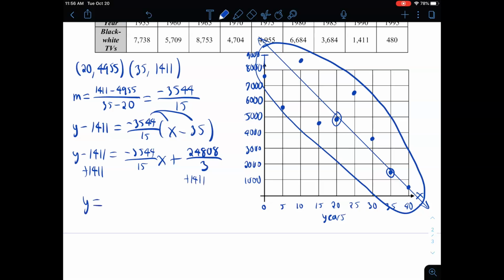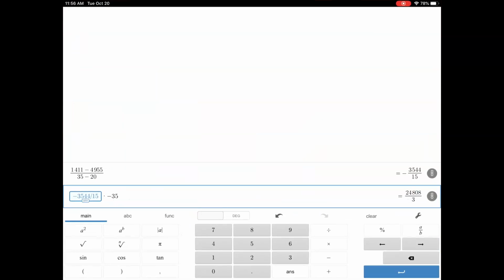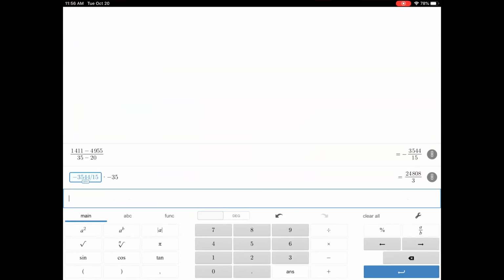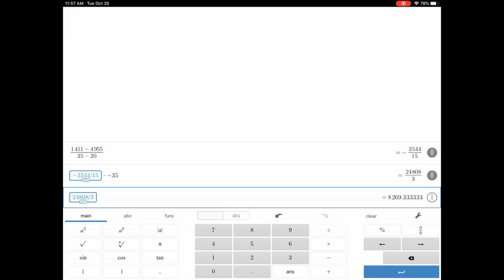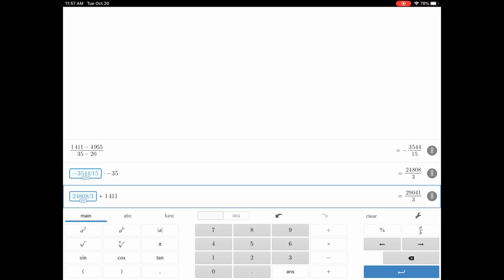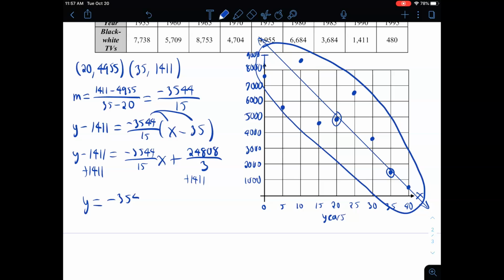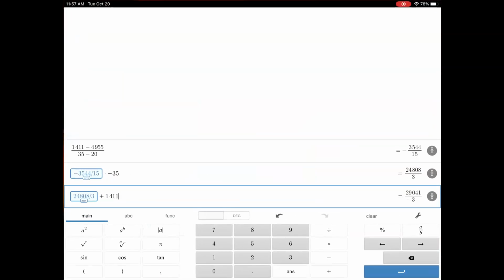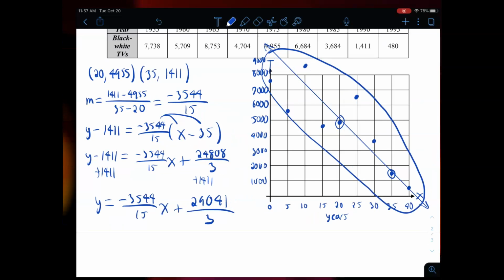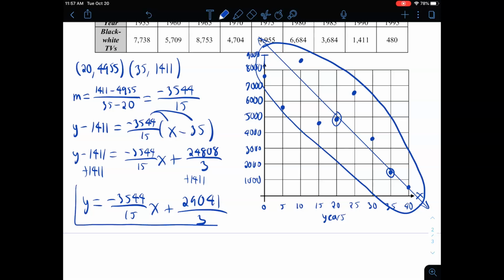So y is going to be equal to, not approximately, but equal to. I'm going to take this answer, hit enter and hit the answer, and I'm going to add 1411. And then I hit the button again. Now I got 29,041 over 3. So we have y equals negative 3544 over 15 x plus 29,041 over 3. Is that right? Did I get that right? I did. All right, cool. So that's the exact answer for the approximate line.